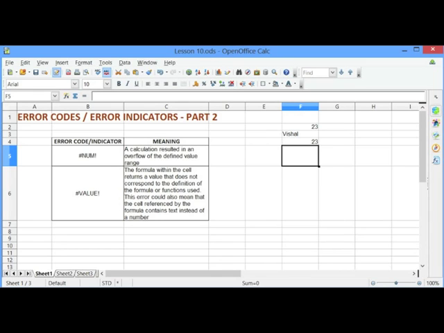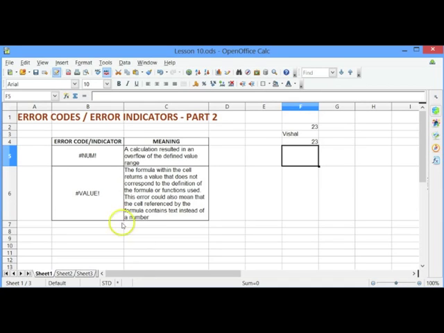During the course of this lesson, we will look at what these error codes are, what these error codes mean, and how to rectify them. In the previous lesson, we discussed 4 error codes, and in this lesson, we are going to discuss 2 more.